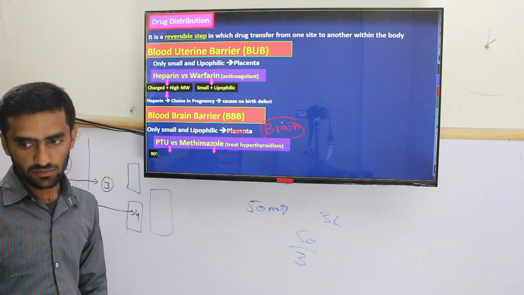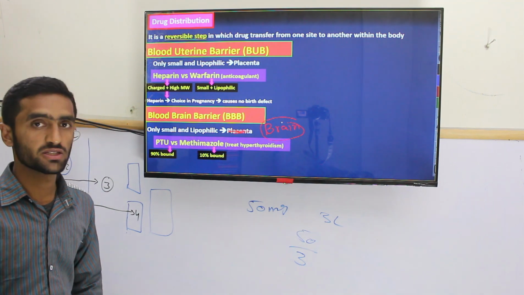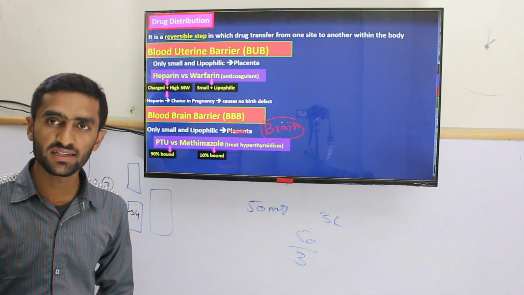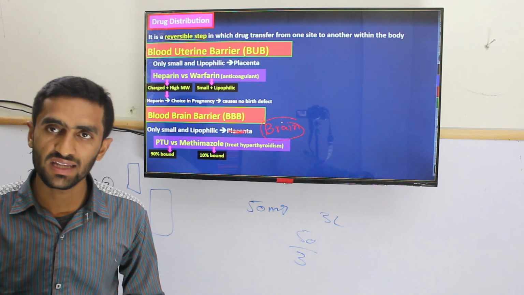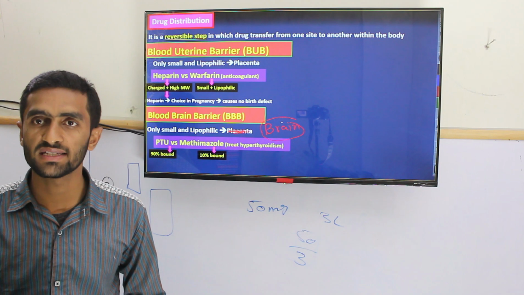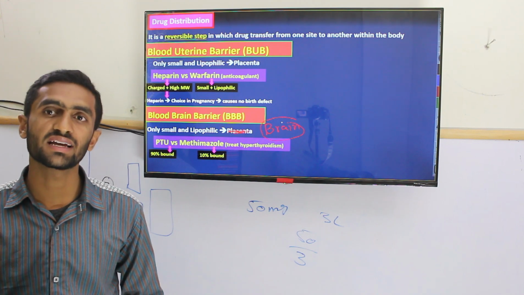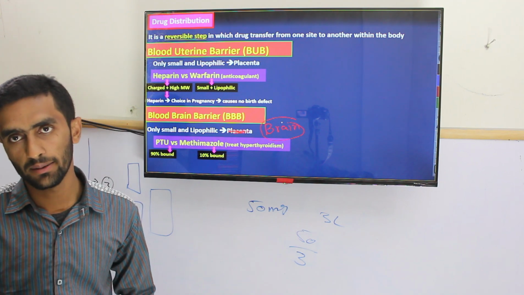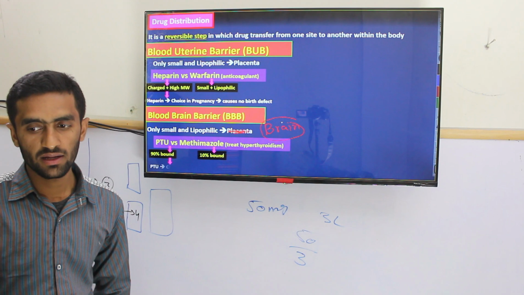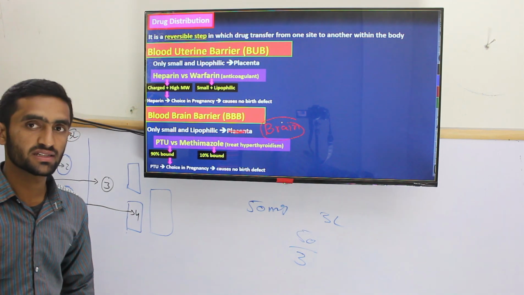Let's see. 90% of PTU is bound, while 10% of methimazole is bound. If it's more bound, it means it's less free drug. So the less free drug is safer compared to the more free drug. If it's more free, it means it's more active. It can cause problems and can go into your baby. That's why PTU is chosen in pregnancy, and so it causes no effect.